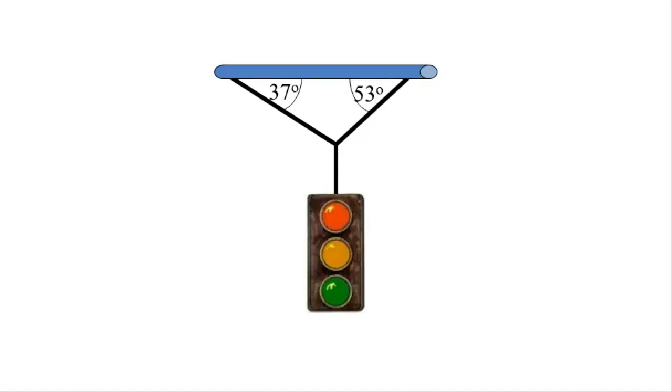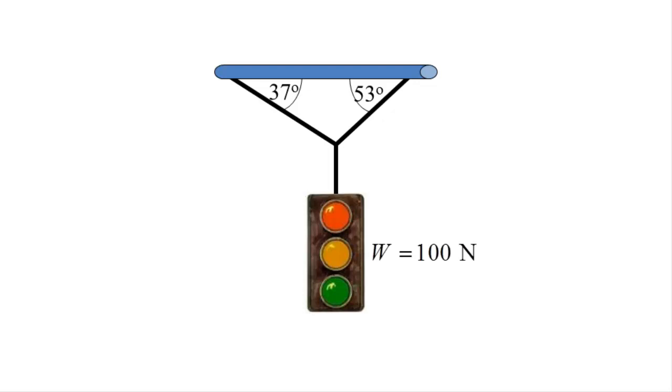Consider a traffic light that is suspended by cables as shown in the diagram. The traffic light is static with its environment, so it's not moving in any direction. The weight of the traffic light is 100 newtons, so it has a mass of about 10 kilograms. As an engineer, you might be interested to know what forces are acting on the cables so that you can pick the cables with the right strength to support the traffic light. So let's work out the forces on this cable.